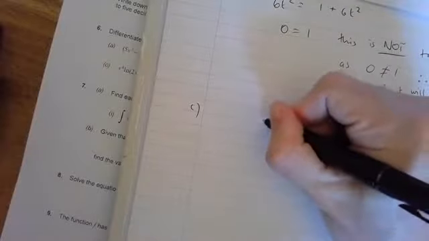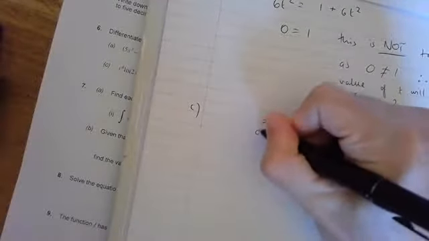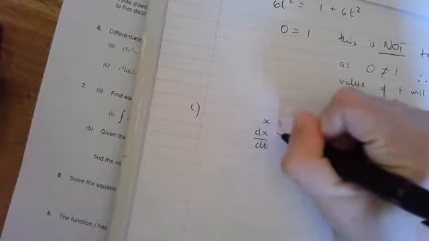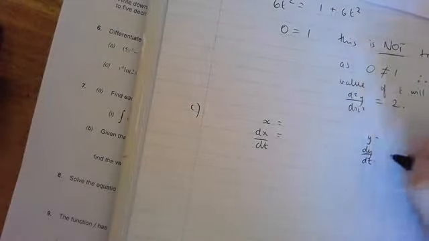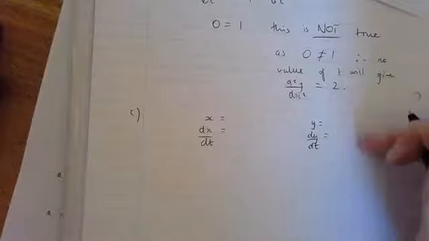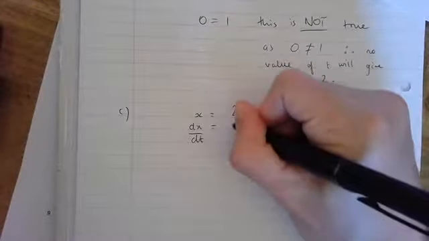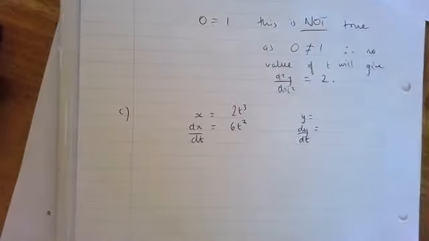Okay? Right then, part C. Now, I think the layout is the most important bit of this. Okay? So I'm going to say by here, the way that I normally set it up, x, dx by dt, y, dy by dt. Okay? Bear in mind, I don't actually know what either of these two things are. X was 2t cubed, and this was 6t squared.